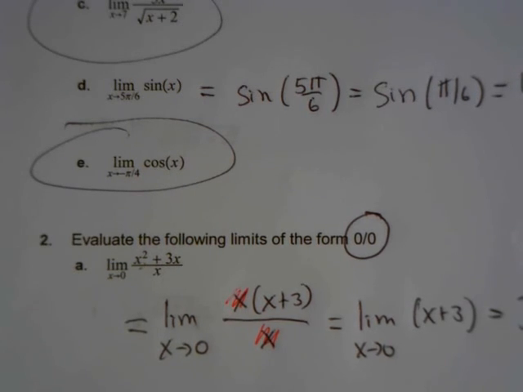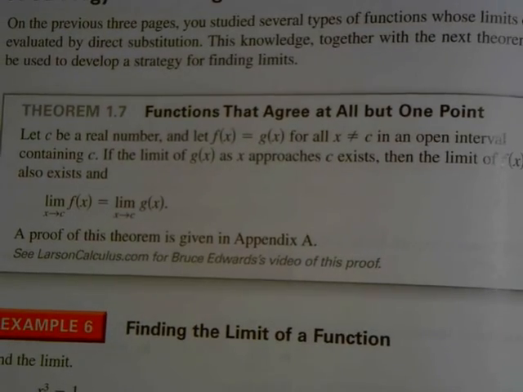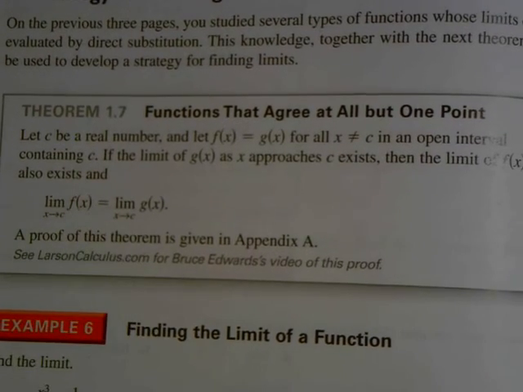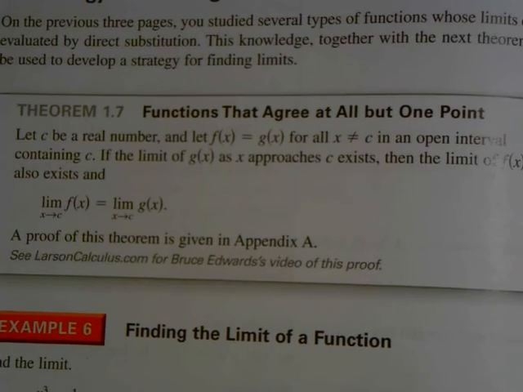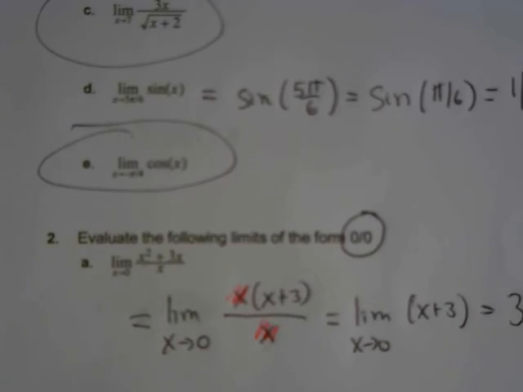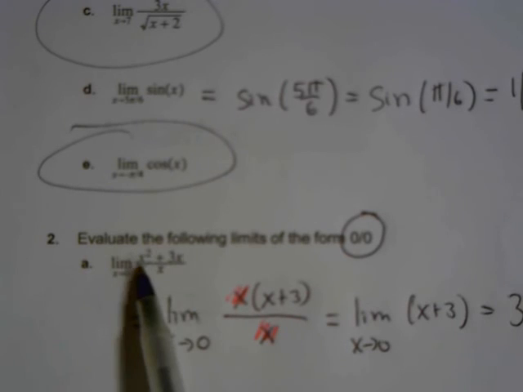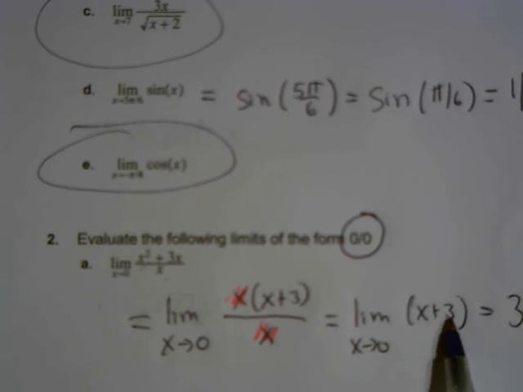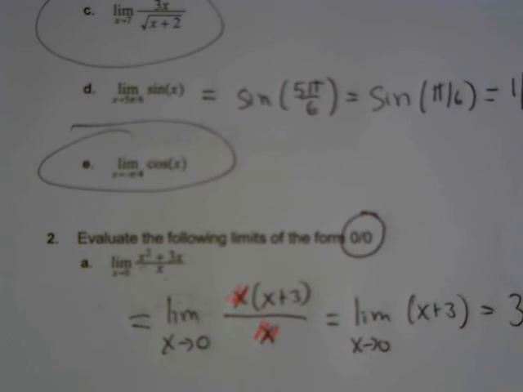Okay, so this is another one of our theorems in our book, the theorem I used: functions that agree at all but one point. Basically it says, if two functions are exactly the same, except for being able to plug the number c in, then they're going to have the same limit as x goes to c. And that's exactly what I did here. X squared plus 3x over x and the function x plus 3 are exactly the same function except when x equals 0. And so I was able to factor and reduce.